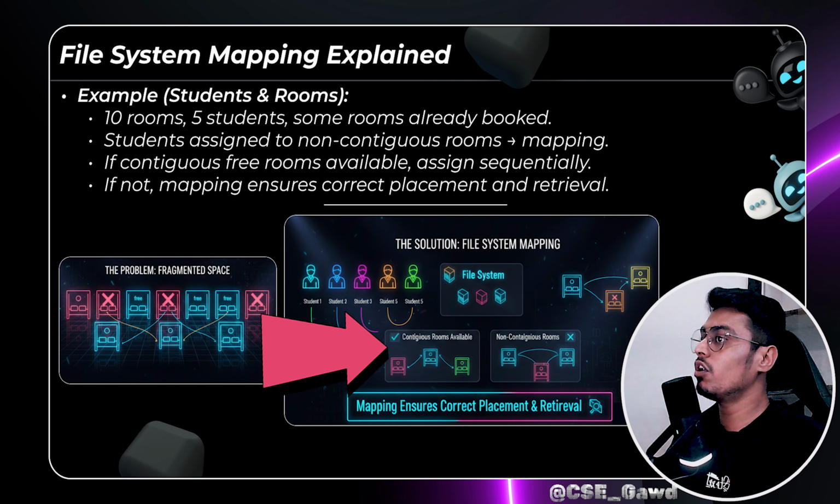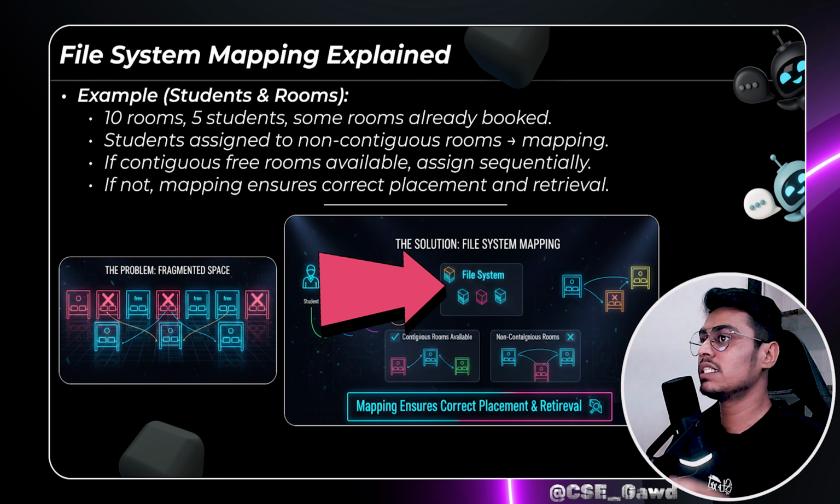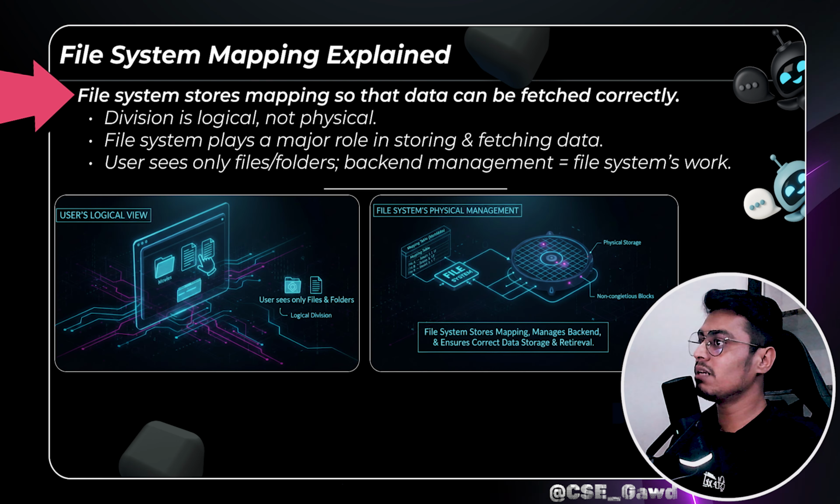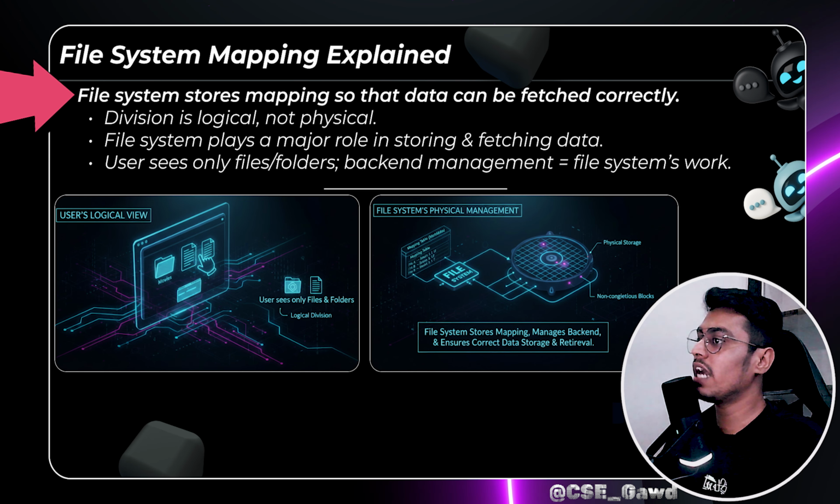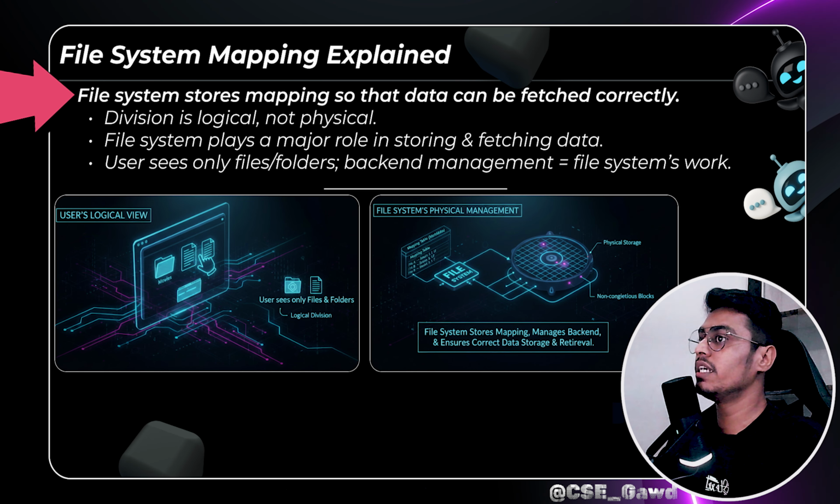So obviously what we are doing is mapping. The file system has a major role here. The file system stores and manages this mapping, so that when we fetch data, let's say I said student number 1 to 5 come back, meaning I called the whole section, I should know where I sent student number 1, where I sent student number 2 and student number 3. If I do not know, then obviously I may call wrong data. So this is how the data will be stored and how the data will be fetched.